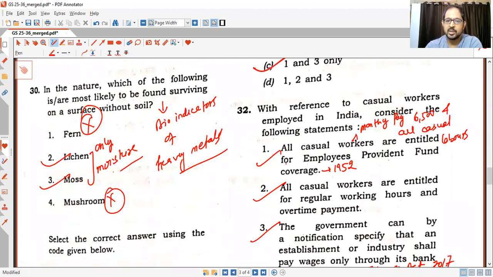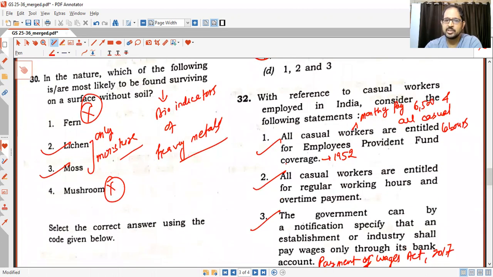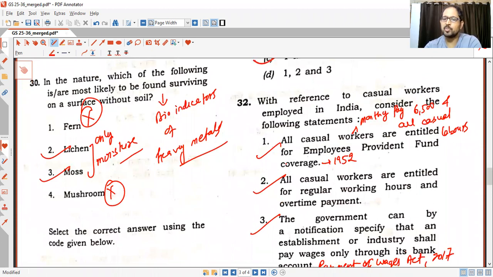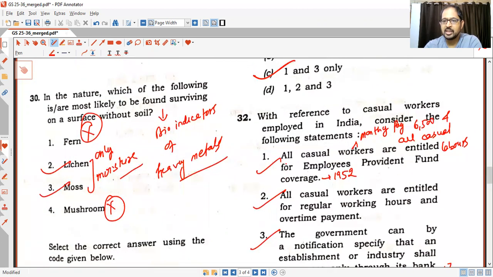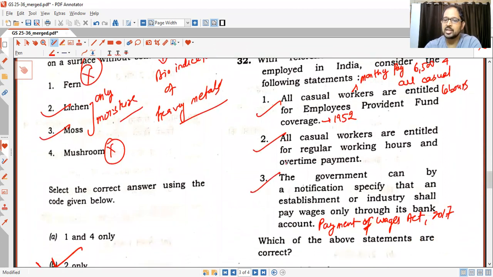With reference to casual workers employed in India, consider the following statements. If you have heard about the Employees Provident Fund Act 1952, this question may have been easy for you. If not, then you could have left this. Point 1, all casual workers are entitled to Employees Provident Fund coverage. Yes, any employee having a monthly salary of more than 6,500, and all casual laborers, are entitled to Employees Provident Fund coverage. Number 1 is correct. Second, all casual workers are entitled to regular working hours and overtime payment. Yes, under the Payment of Wages Act, anyone who works more than the stipulated hours is entitled to overtime payment, and this is applicable to casual workers also. So point number 2 is correct.